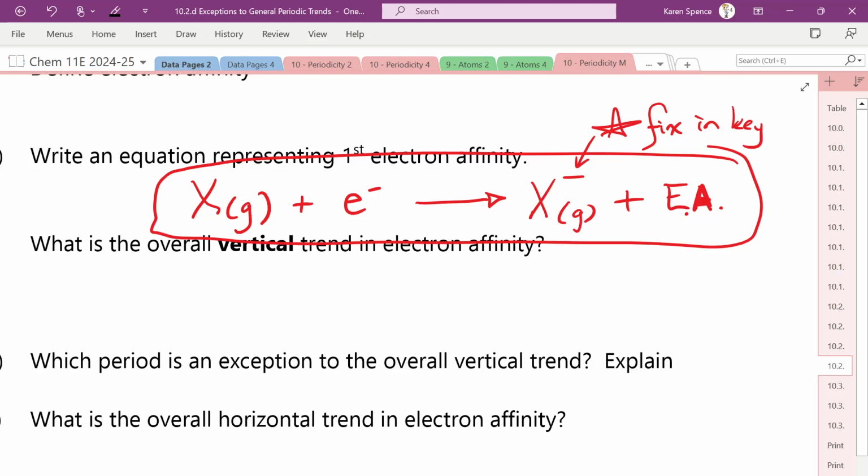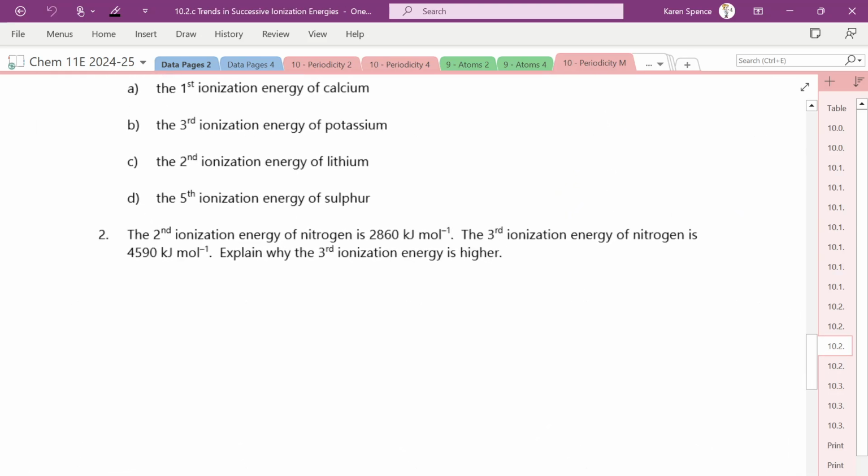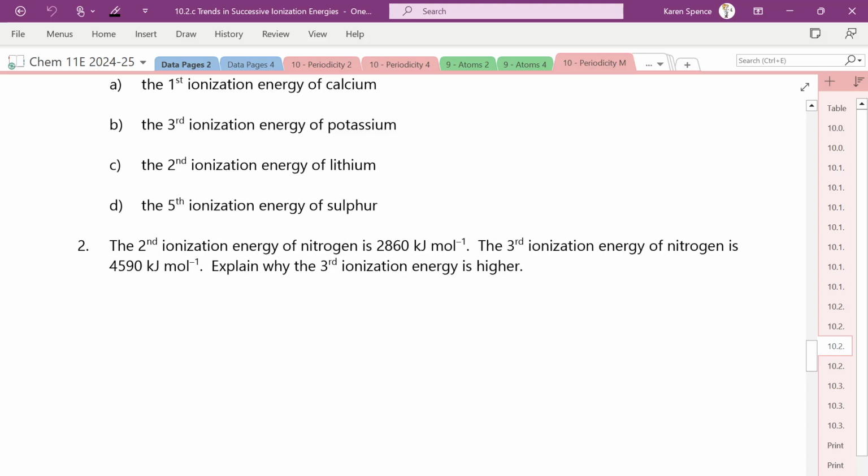Okay. So this is 10.2C number 2. Let's go look at 10.2C number 2. Does the answer key say the overall force on the most loosely held electrons is smaller? Let's find out. I'm just going to answer it from scratch. So the second ionization energy of nitrogen.